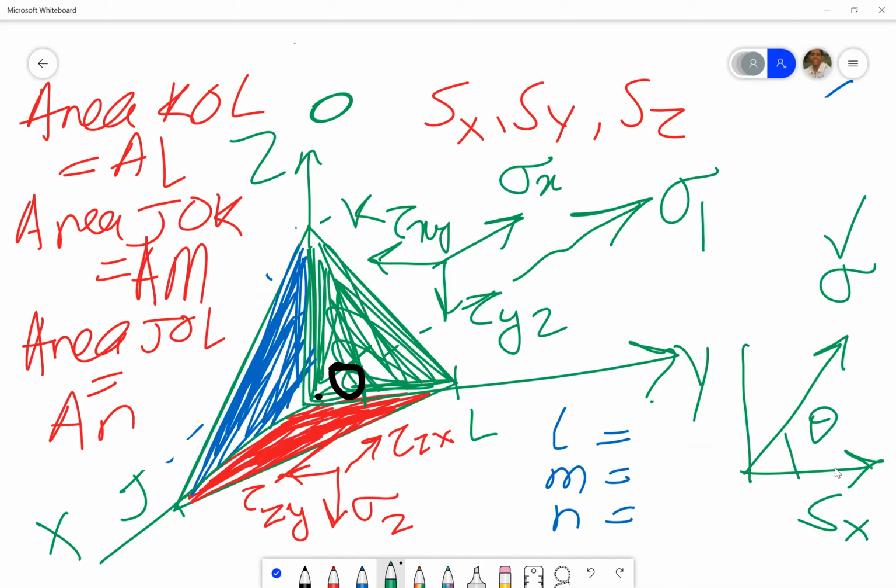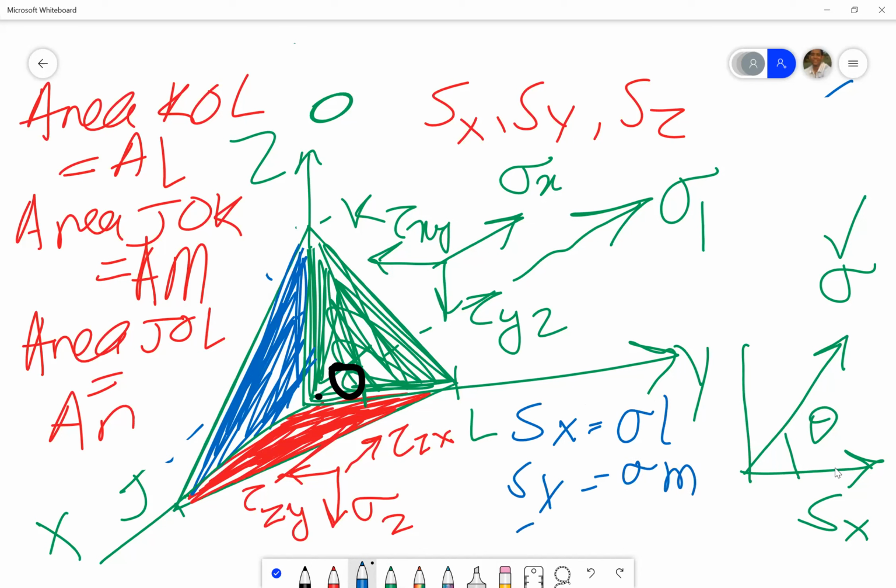But we have already taken the cosine of the angle, that is L. So we can simply say Sx is sigma L. Similarly, Sy is sigma M and Sz is sigma N. So this is all about the stresses in 3 dimensions, the components of the stress in 3 directions.